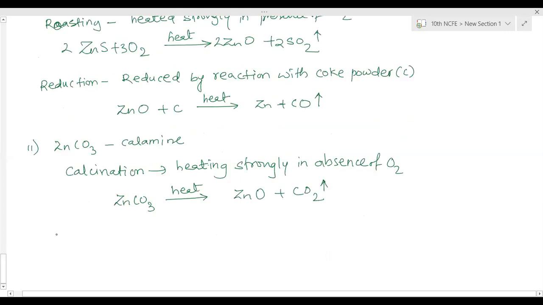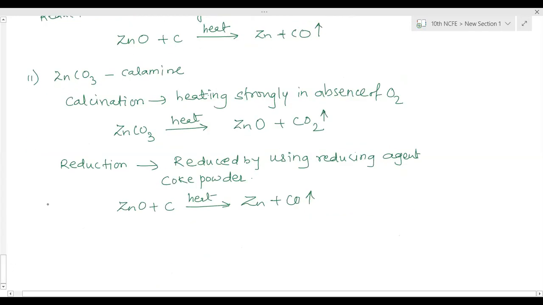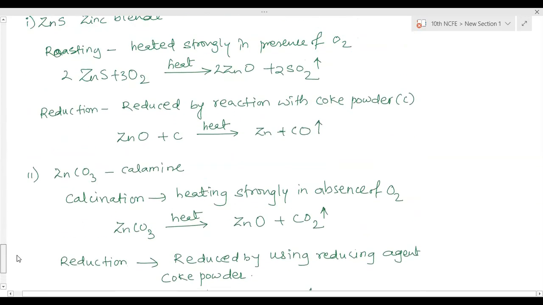Now the process of reduction is the same. Both of them are reduced by the same method, by heating with coke powder, using a reducing agent. That is, zinc oxide combines with carbon and gives out zinc plus carbon monoxide. So we will get zinc which is 80 to 90% pure by this process. Is this clear for both of them?